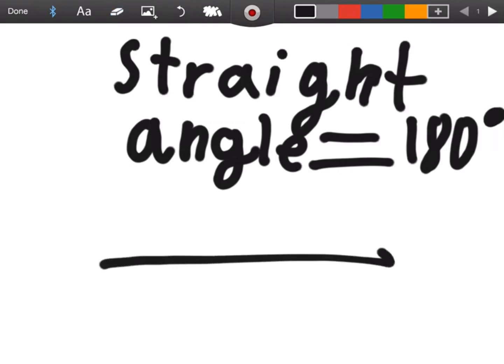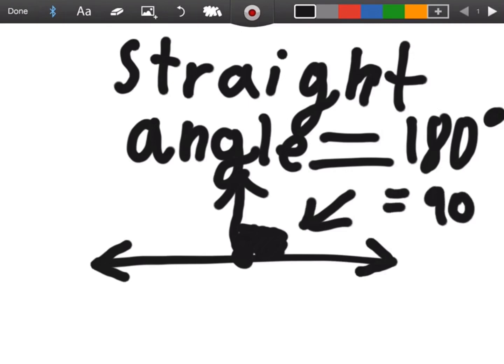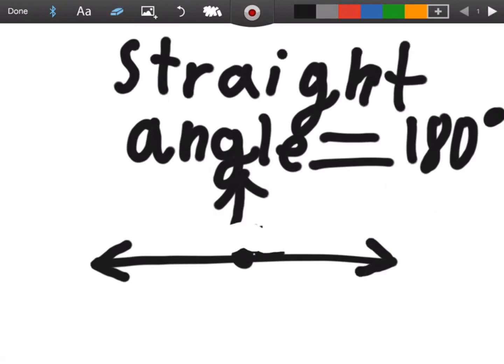This is what a straight angle looks like. It's just like a straight line. It looks like a line, but it's not. You know why? Because that's a right angle right there. You see the angle square? That's 90 degrees. And that looks like two of these. So 90 plus 90 is 180. Let's erase that.